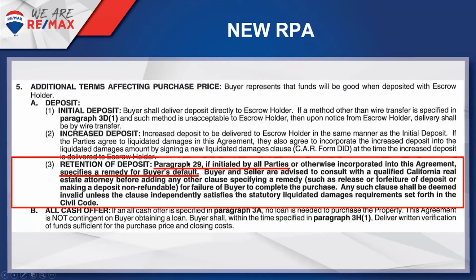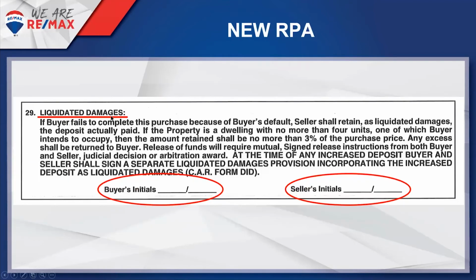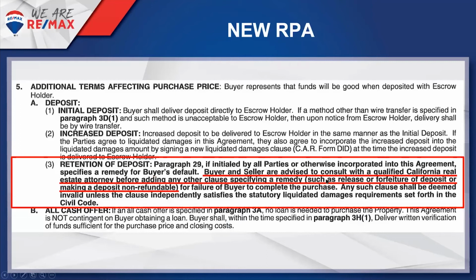Retention of deposit. If paragraph 29 is initialed by the party, now paragraph 29, we won't get to that today for sure, but that is the liquidated damages clause. So both parties have initialed liquidated damages if it's part of the contract. And often it's the seller. The seller wants to have some sort of forfeiture of deposit built into the contract.